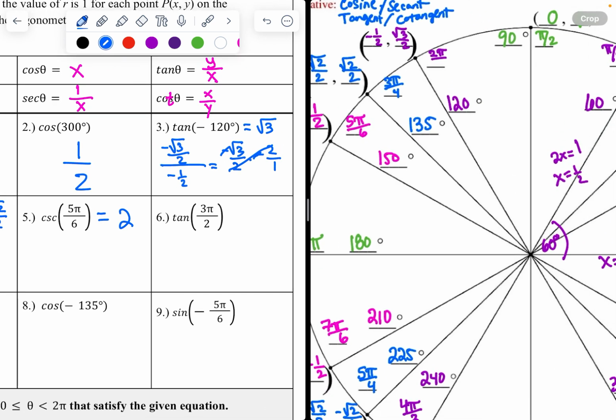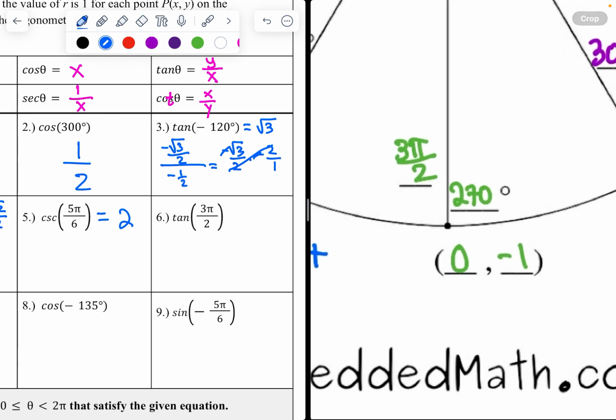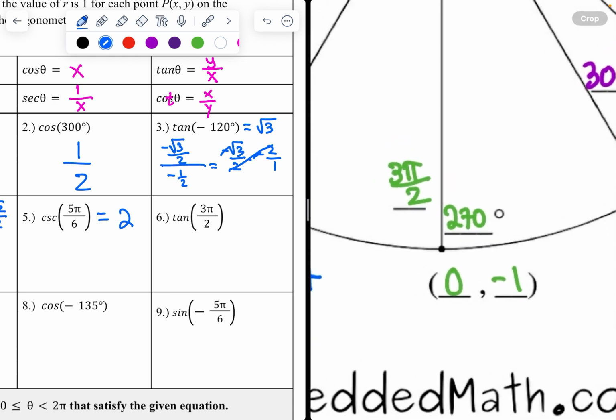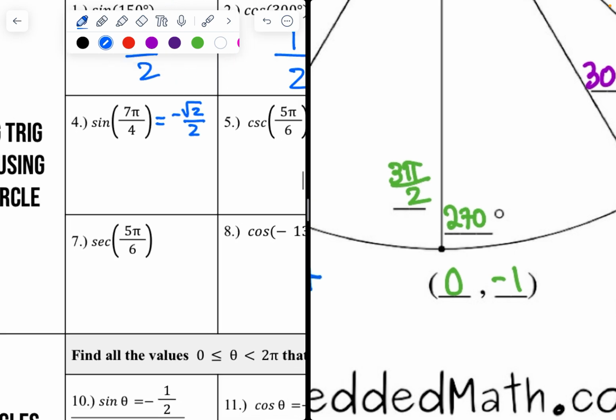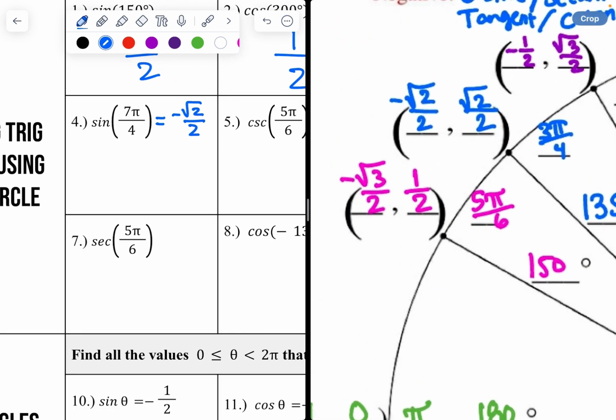And then tangent of 3 pi over 2, 3 pi over 2 is down here. Tangent is always the sine over the cosine, but we can't divide by 0, so this would be undefined. Secant is the reciprocal of cosine, so we've got to go back to 5 pi over 6 up here. So again, it's the reciprocal of the cosine. The cosine is negative square root of 3 over 2, so the reciprocal of that would be negative 2 over the square root of 3. But we'd have to rationalize that denominator, and so we get negative 2 square root of 3 over 3.